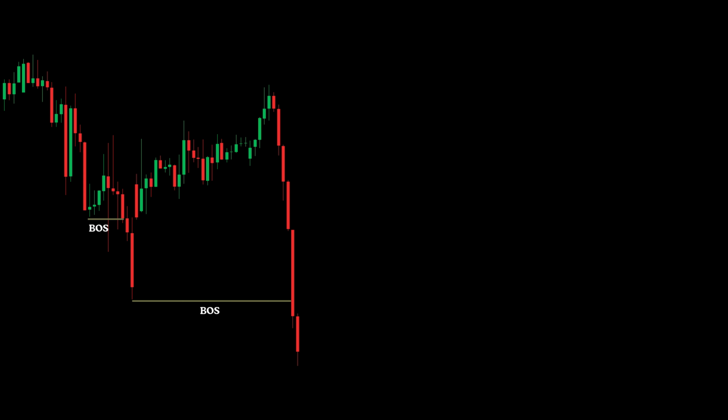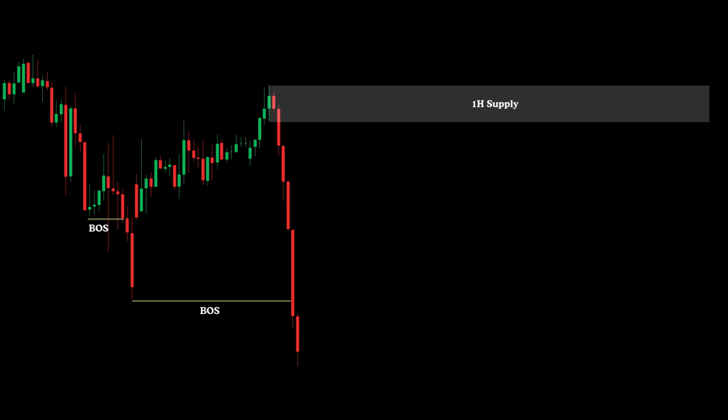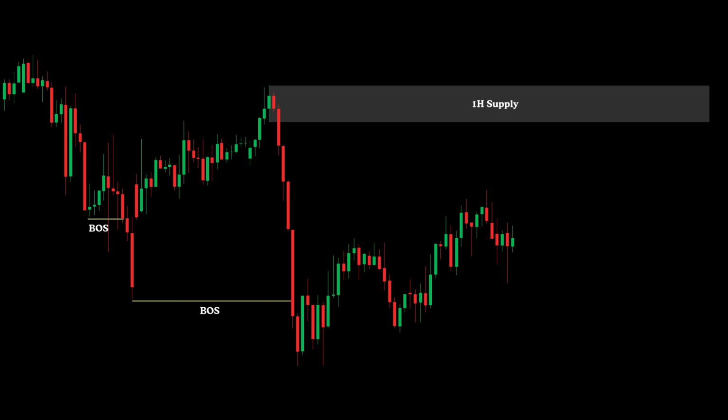If you look closely, you'll notice an unmitigated 1-hour supply area sitting right above the current price. A perfect zone to look for selling opportunities if price retraces back into it. The next step is simply to wait for price to tap into this 1-hour unmitigated supply. Now, let's play out the chart and see what happens next. As you can see, price pushed higher and tapped directly into the higher time frame supply zone.